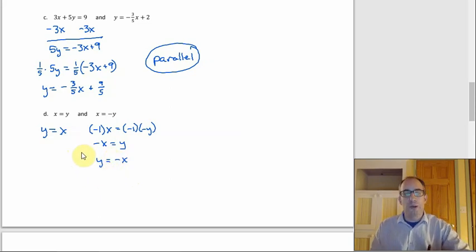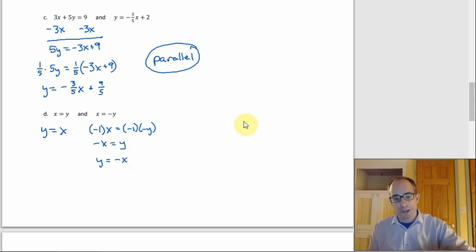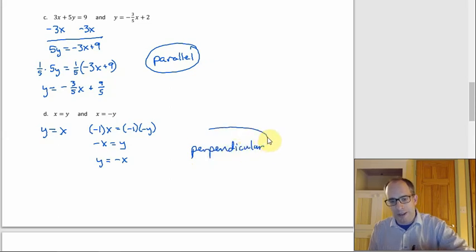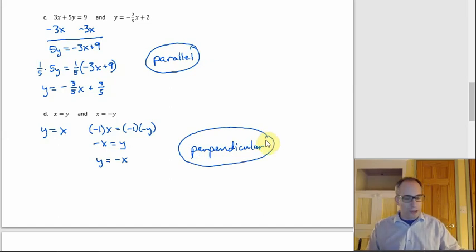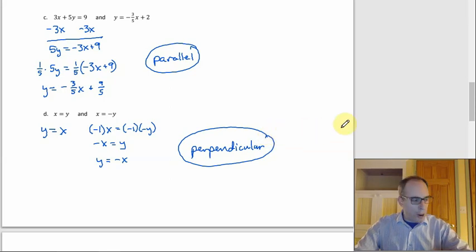So if you look at these two, one has a slope of 1, the other one has a slope of negative 1. Those are negative reciprocals because the reciprocal of 1 is 1, right? 1 over 1, you just interchange the denominator and numerator, it's still 1 over 1. So the slopes are negative reciprocals, so these are actually going to be perpendicular. All right. Okay, so I think that takes care of number 2.